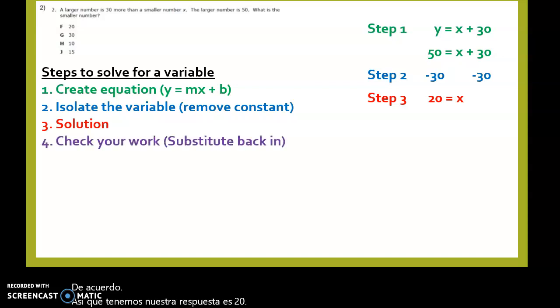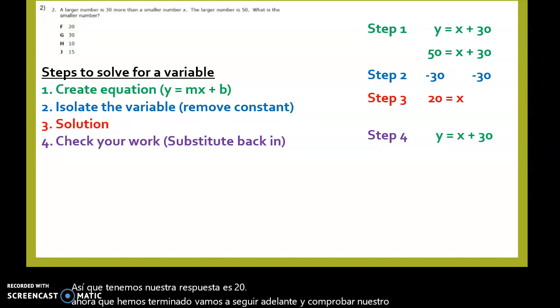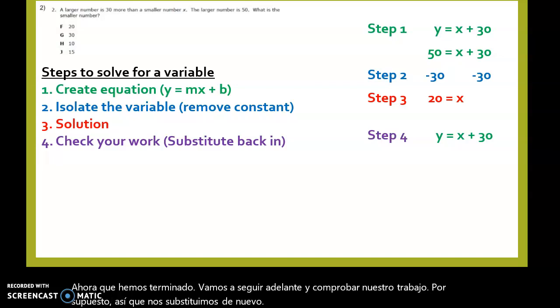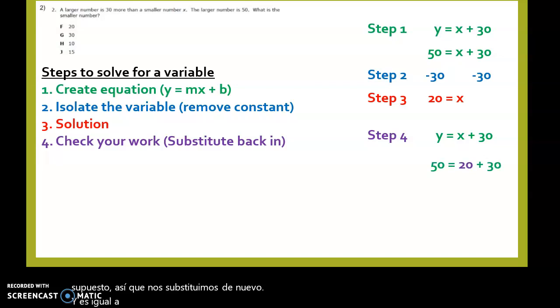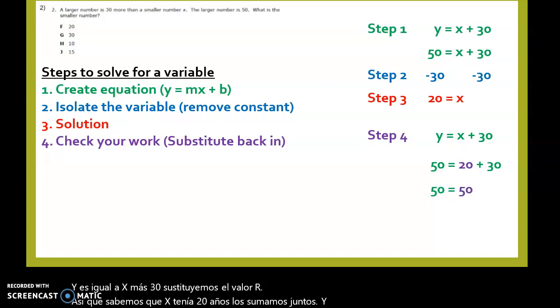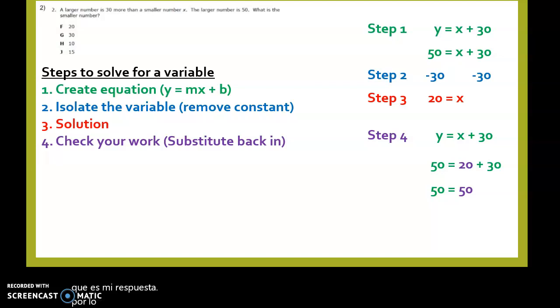Now that we're done, we're going to go ahead and check our work, of course. So we substitute it back in. y equals x plus 30. We substitute our value. So we know that x was 20. We add them together, and we're going to get 50 is equal to 50, which is my answer. So that means that my answer is correct, which is step 3. x equals 20. So my answer is 20 for number 2.